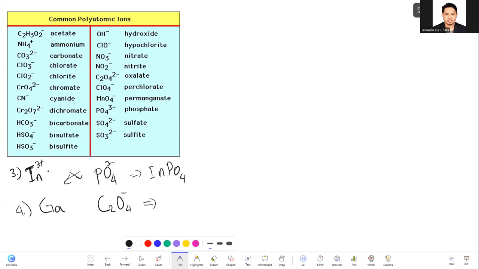Positive 3. Yes, positive 3 or 3 plus, the same thing. So you have to do this. So you're making what? Gallium is 1 over here. We don't need to write 1. Gallium oxalate.